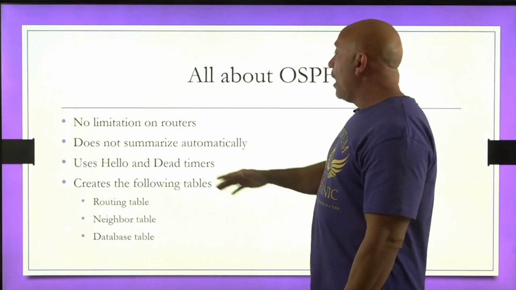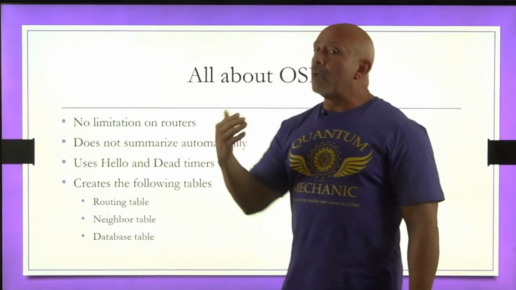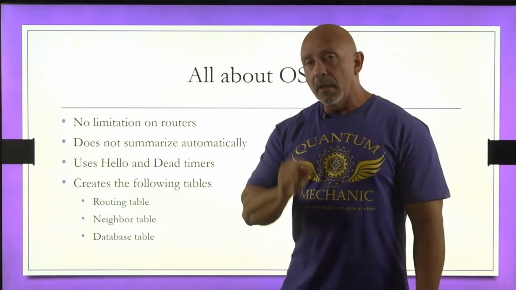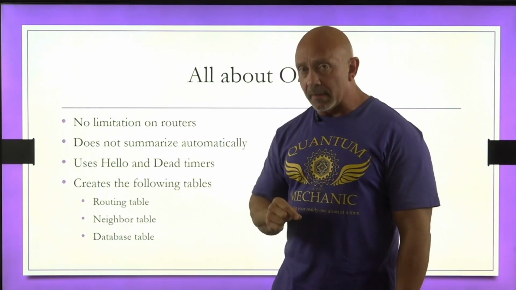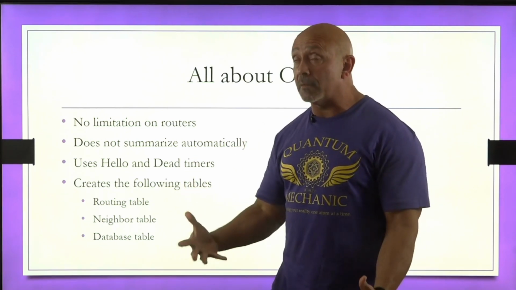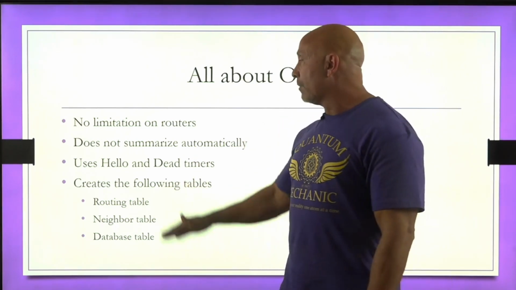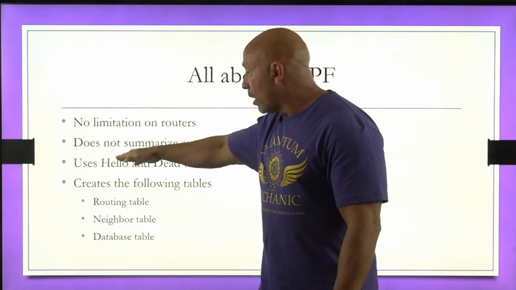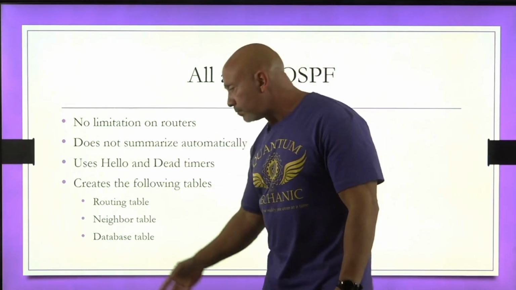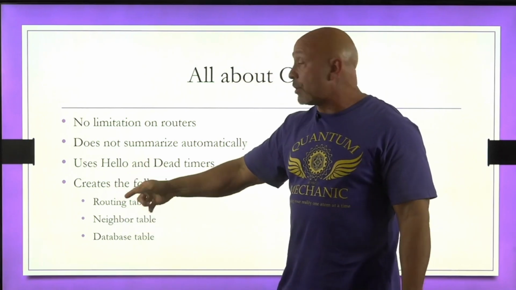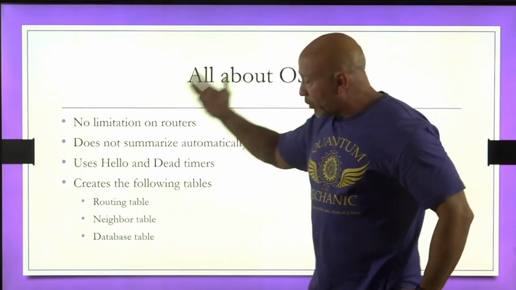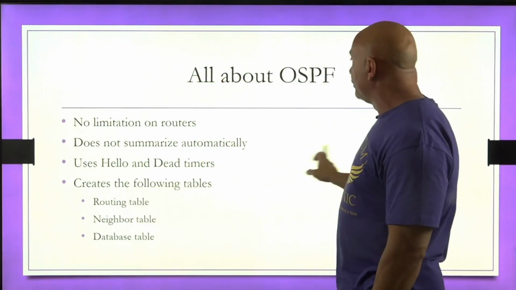Hello and dead timers. If you do a show ip ospf interface, you'll take a look at those timers. They're there, hello and dead timers. They have to be the same. This sounds like a question you may see on the test. Hellos and deads in neighboring routers must be the same, and in order to create a neighbor relationship, they have to match, or else it won't form. It creates the following tables: routing, neighbor, and database table.